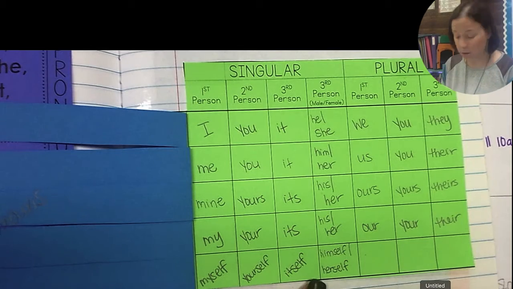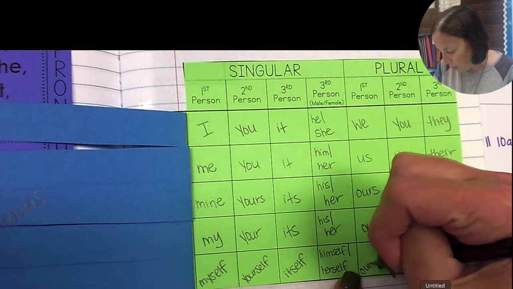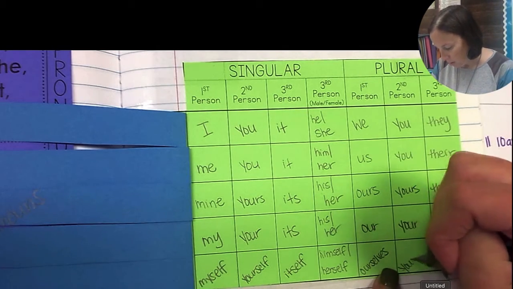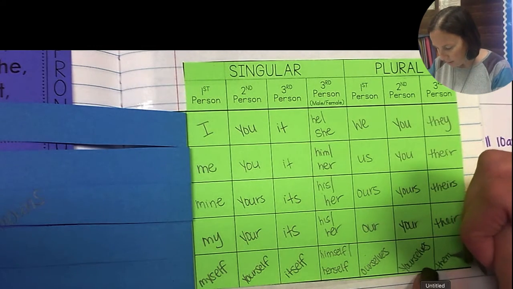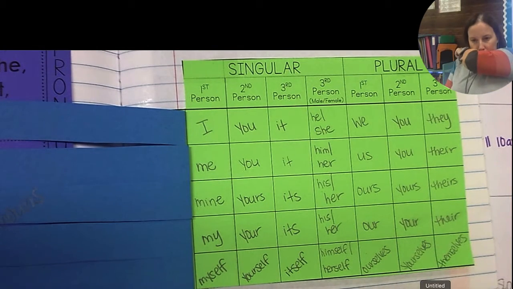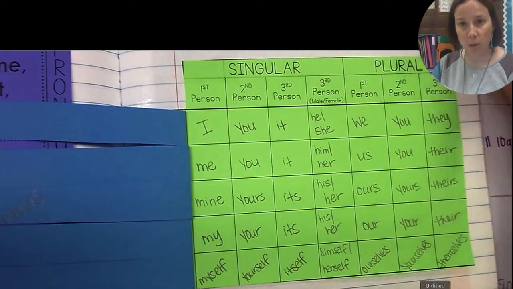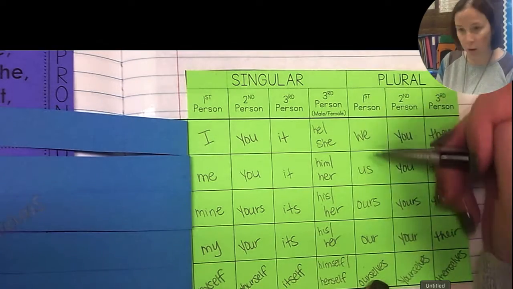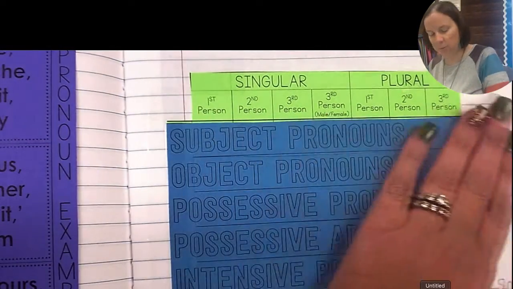And I do this with a marker. This intensive pronoun one is really hard. Ourselves, yourselves, and themselves. Okay? So those are all of your pronouns. So if you are looking for a first person plural pronoun, you can come to this chart and you can find them all. Okay? So this is a nice little resource for you.